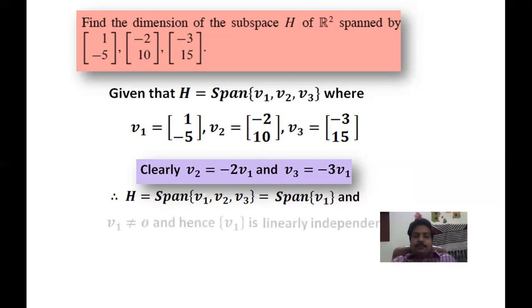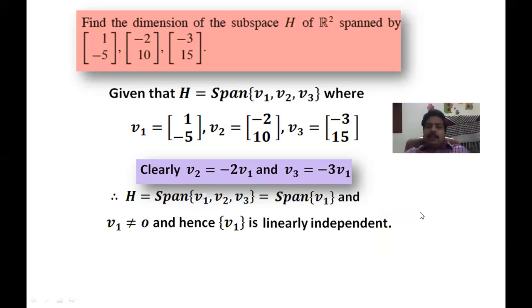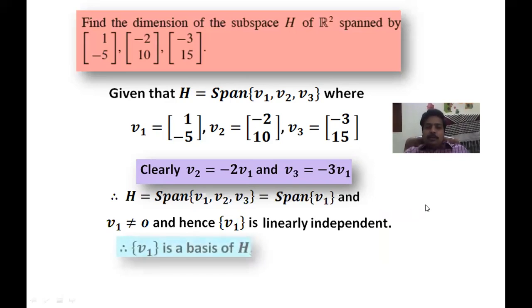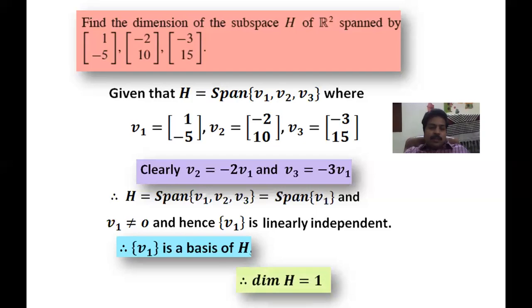And V1 is not equal to 0. This is not a zero vector. A single vector is linearly independent whenever it is a non-zero vector. So V1 is linearly independent and it can span H. So both the properties of a basis are fulfilled by the set V1. So the singleton set of V1 alone can form a basis of H. Since there is only one vector in the basis of H, we can say that the dimension of H is equal to 1.